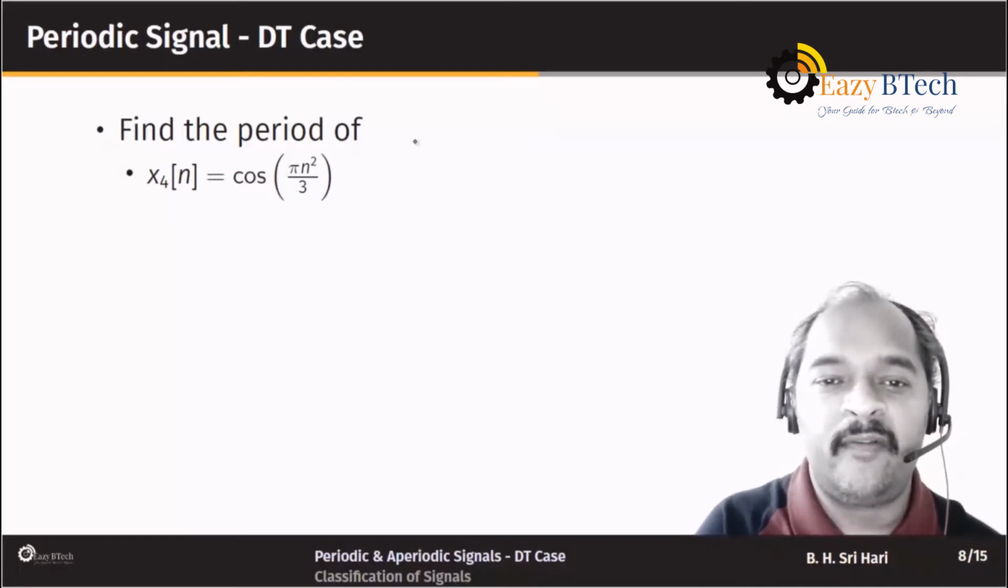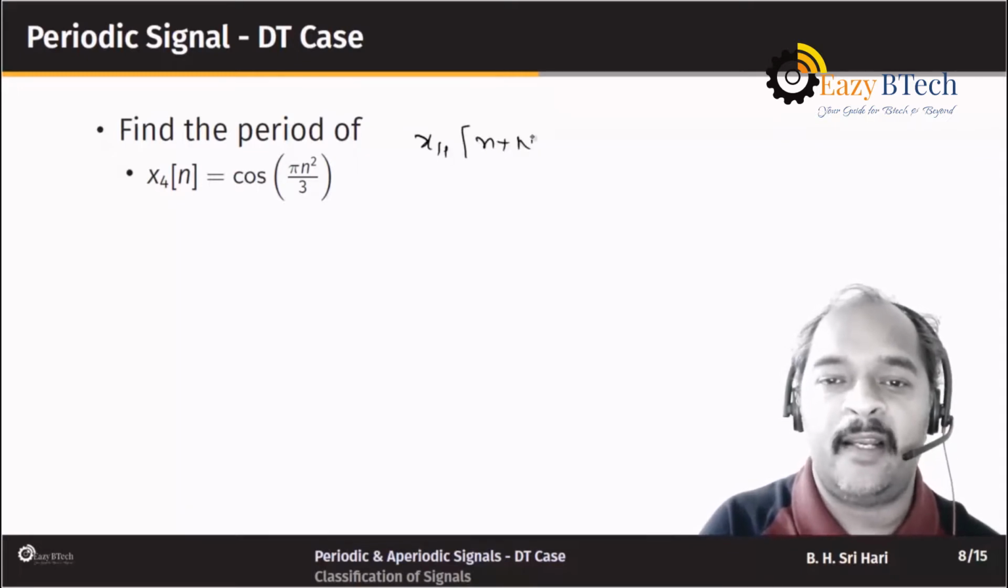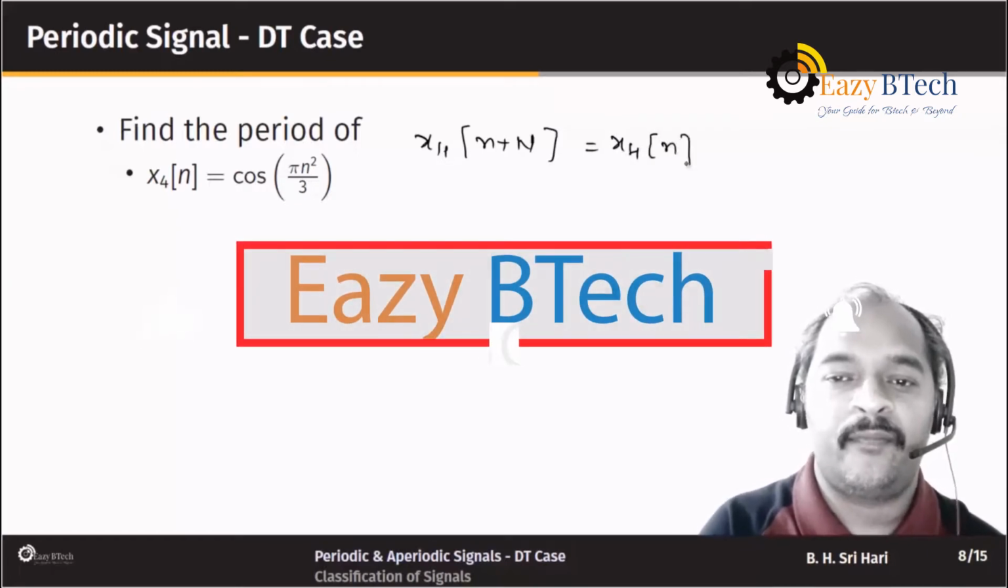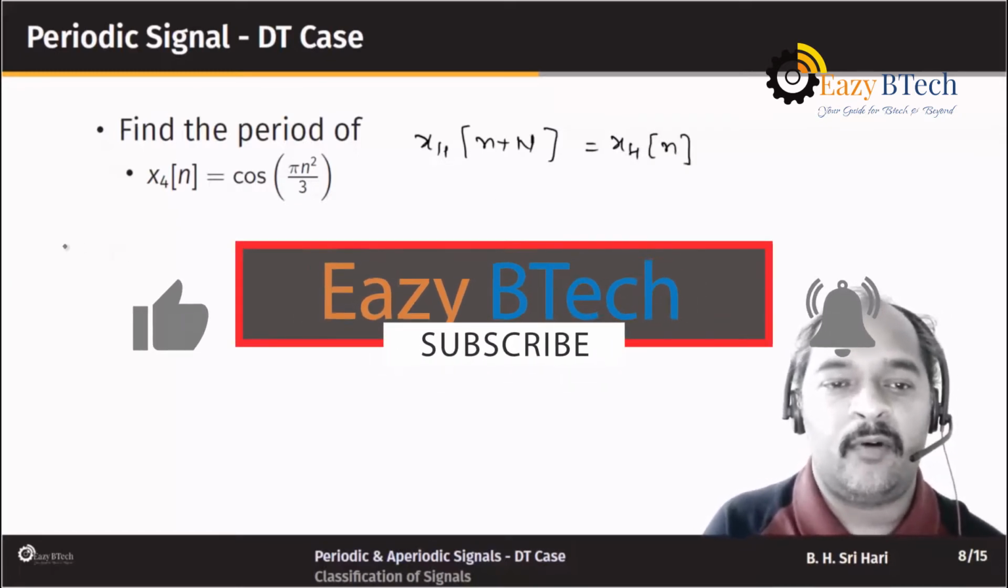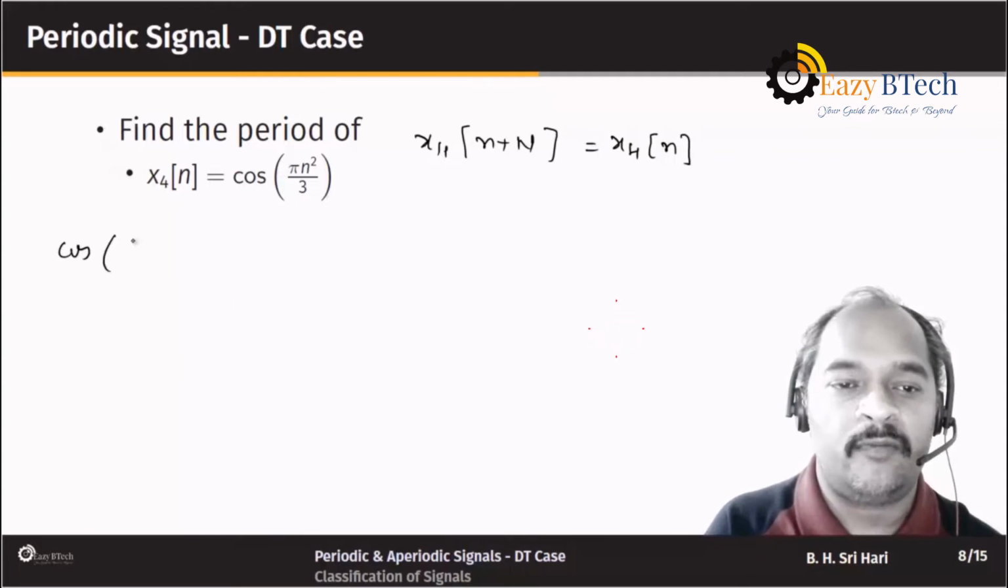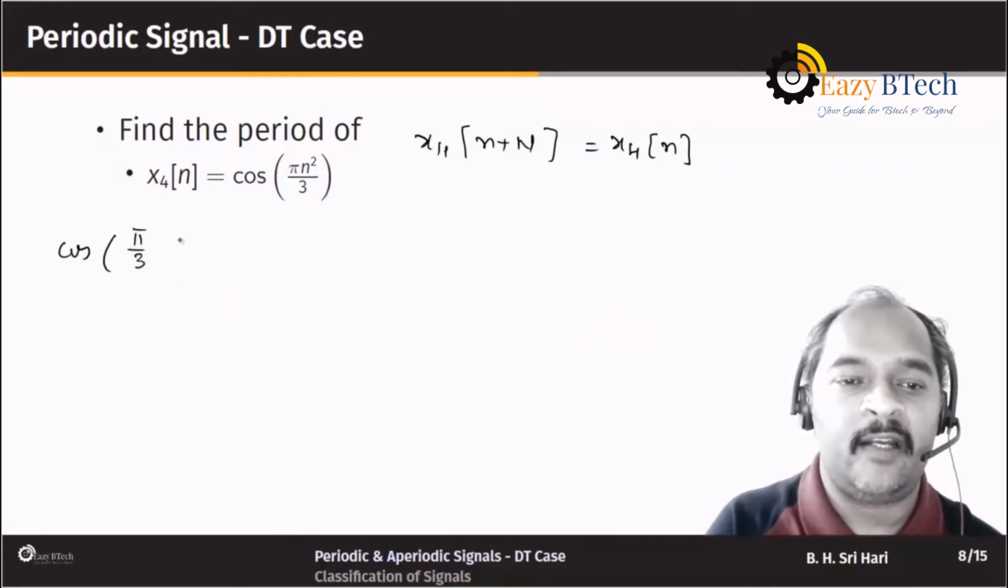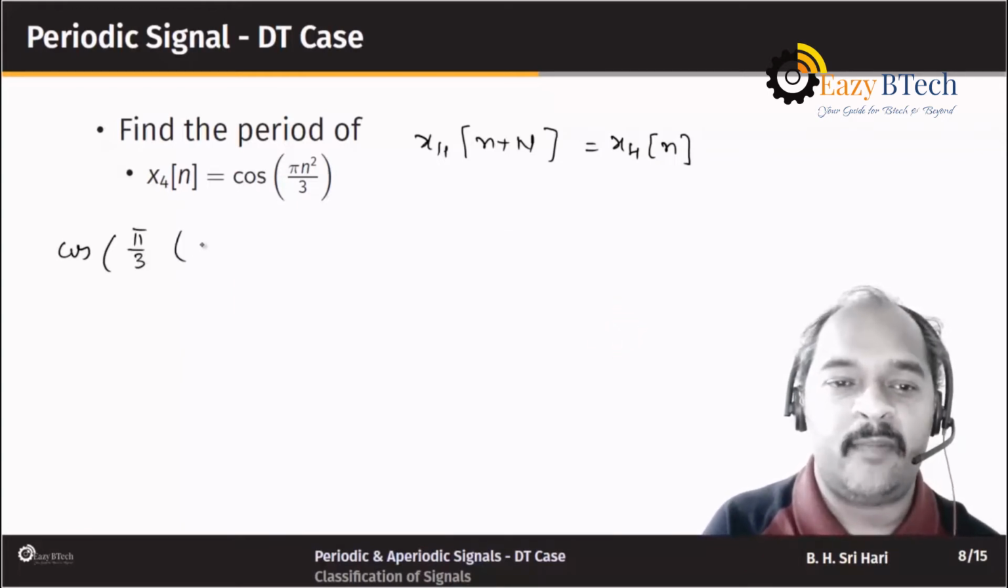So what is it that we need? We need x4 of n plus capital N to be equal to x4 of n. Okay, so let us see what we get. So we get cos of pi by 3, we will take it out. So we replace n with n plus capital N.